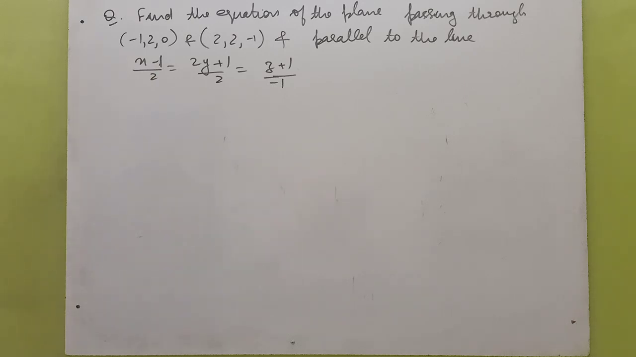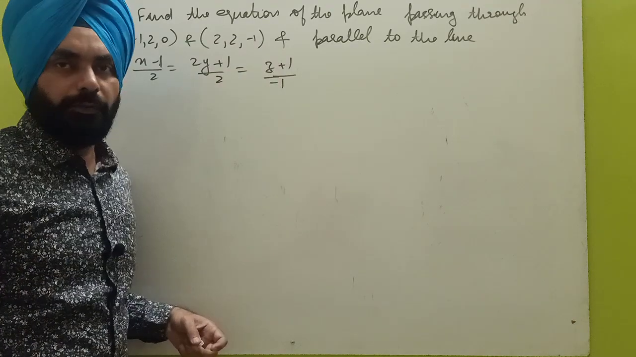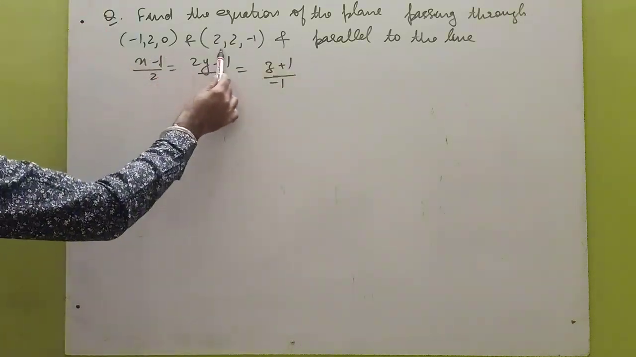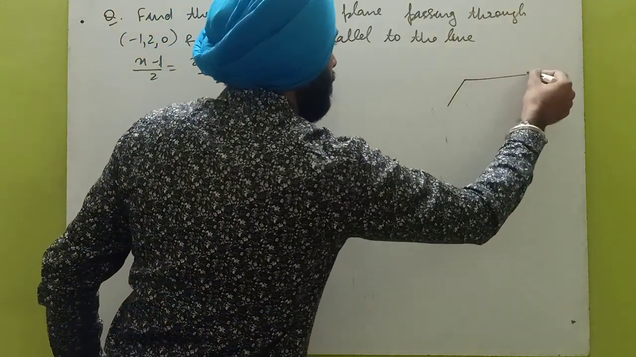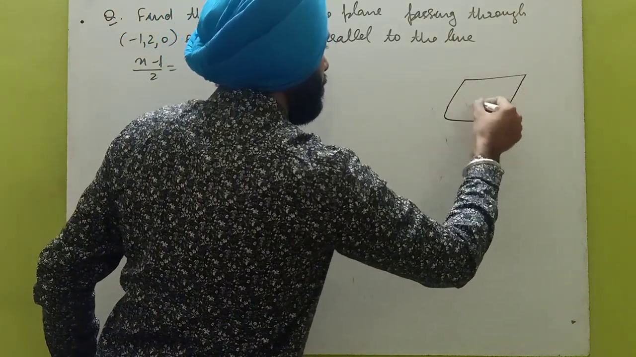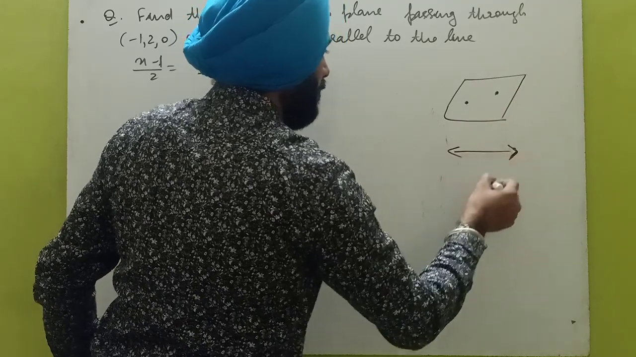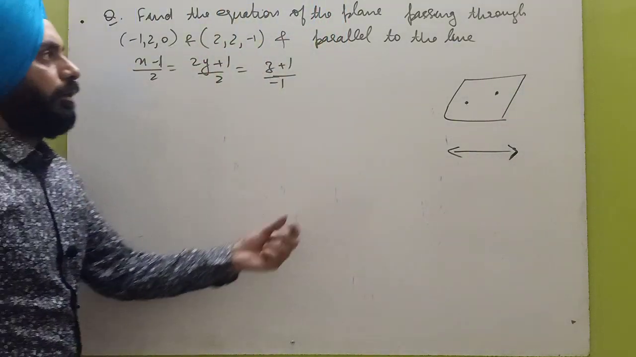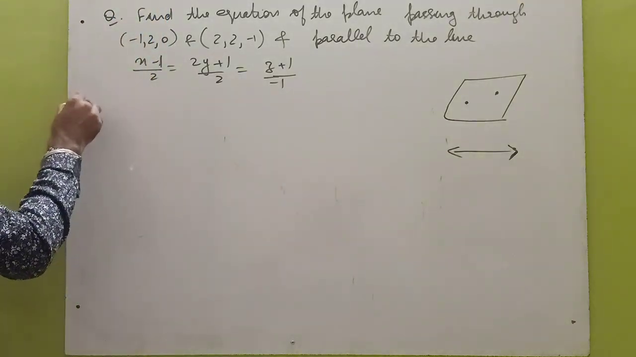Now let us consider a question which is a very important concept. Find the equation of the plane passing through the 2 points and parallel to this line. So there is one plane in which 2 points are given and which is parallel to the given line. We know that there is a 1 point form of the plane and a 3 point form of the plane, but there is no 2 point form of the plane.